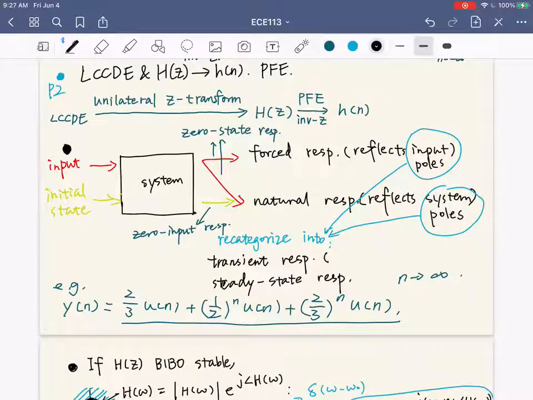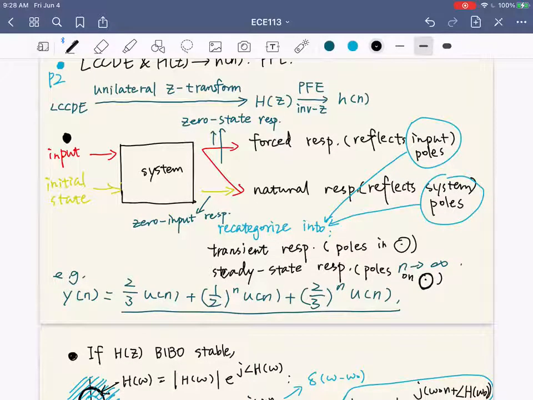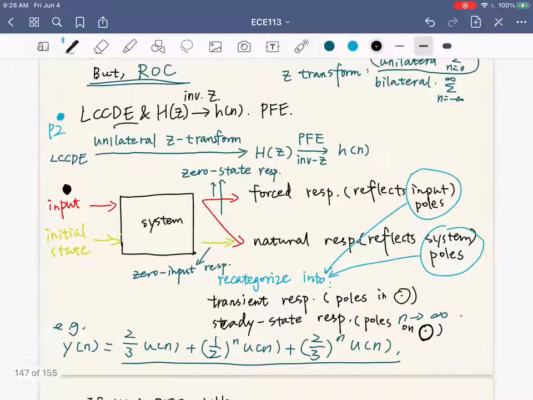One more comment here. So the transient response corresponds to poles in the unit circle, so they will decay. And the steady state response means we have poles on the unit circle, on the edge, so that it will remain. Okay, and because it's unilateral, we can ignore the ROC here. Cool, awesome.